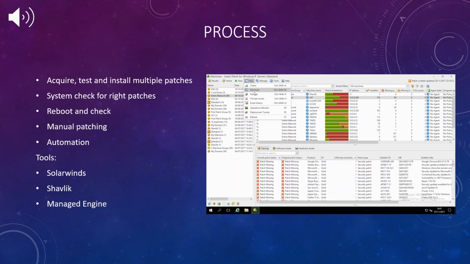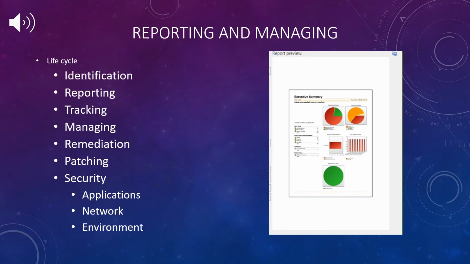So the process includes acquiring, testing, and installing multiple patches, system checks for the right patches, rebooting and checking, manual patching, and automation. And tools include SolarWinds, Shavlik, which is shown in the image, and ManageEngine. So a little on reporting and managing. The life cycle includes identification, reporting, tracking, managing, remediation, patching, and security of applications, network, and environment.